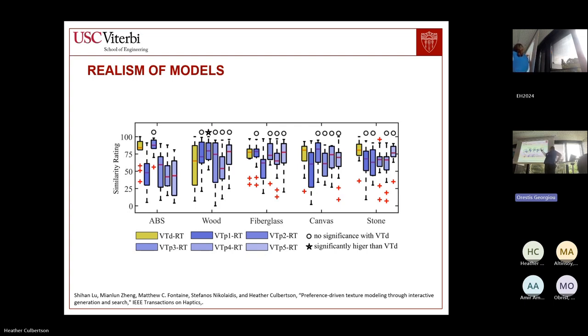So that's why we have these 5 preference-driven models here for each of the 5 surfaces. And then here in yellow is what we are going to call the gold standard, which is the data-driven model. The majority of these textures were captured very well with the preference-driven model. What the circles show is that there is no significant difference between the realism of the preference-driven model and the data-driven model. As you can see, the only one that we really struggled with was ABS, which is a really bumpy plastic.